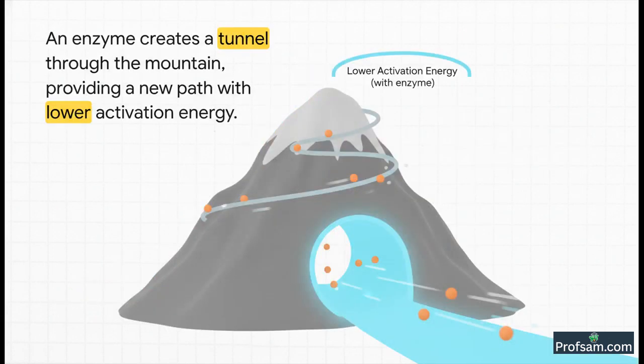Now this is important. It doesn't give the reactants a push to climb the mountain. No. Instead, it creates a completely new path, a tunnel, straight through the mountain. And this new path, this tunnel, has a much lower activation energy. So naturally, the journey from reactant to product becomes incredibly fast and easy.